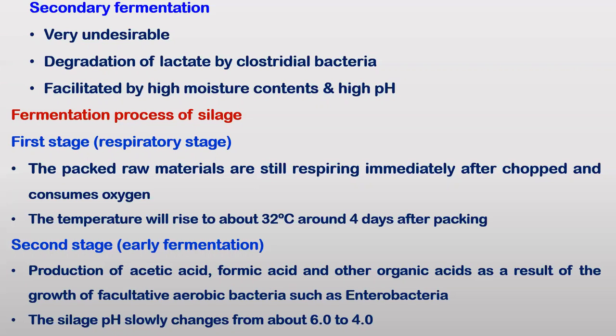What happens in the second stage? This is the early fermentation process. In the second stage, there is production of acetic acid, formic acid, and different other organic acids, which results in the growth of facultative anaerobic bacteria, such as enterobacteria, and this happens in the second stage, and the silage pH slowly changes from 6 to less pH, that is up to 4.